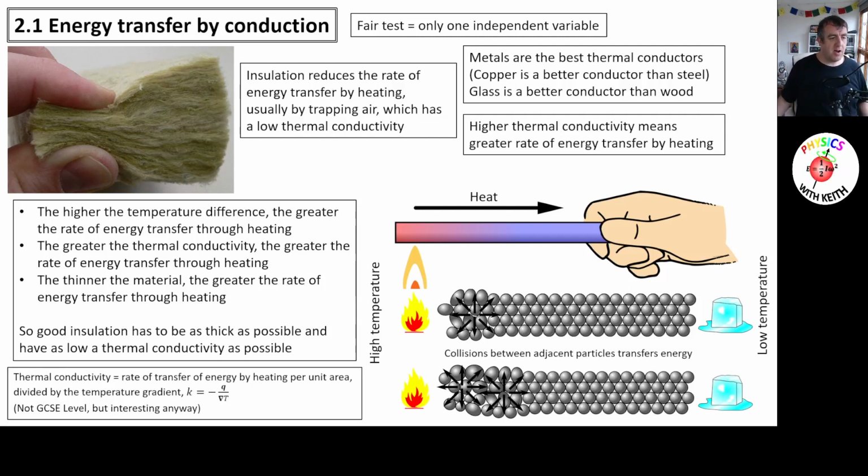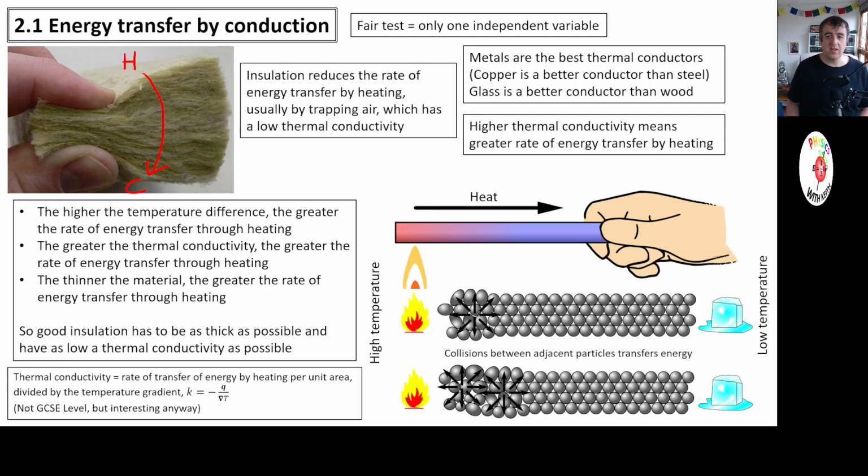Okay, so if we were doing an experiment to investigate thermal insulation, there are three things that affect the insulating properties. That is the difference in temperature from one side to the other. So if this side of the insulating material was a higher temperature and this side was a lower temperature, energy is going to flow through the material in this direction. Let's label this hot and this cold. If the temperature difference between the hot and the cold is greater, we're going to get a greater rate of energy transfer.